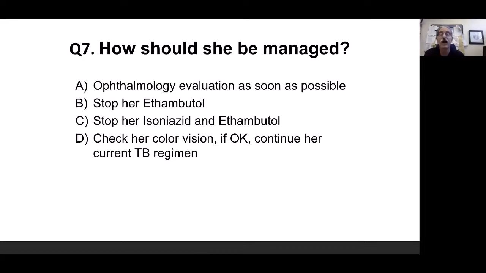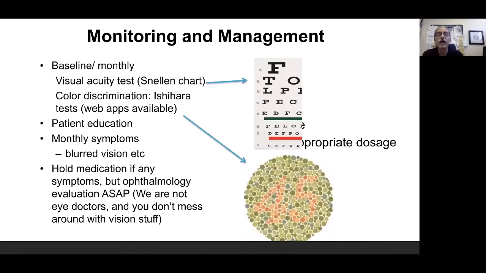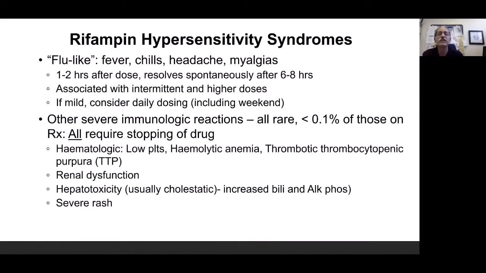Usually if you see ethambutol toxicity, it tends to be painless and bilateral, and that's part of the reason why we screen. And the one thing that you can do is make sure that you've adjusted your ethambutol doses based on creatinine clearance. And another thing that is in here are rifampin hypersensitivity syndromes. We talked a little bit about flushing, and these may be more common with intermittent dosing.